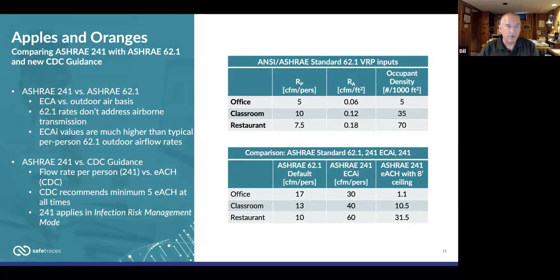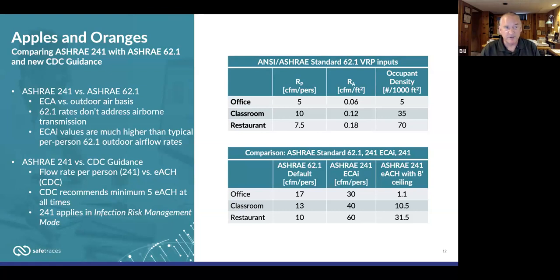So how does 241 compare with some of the other standards, and specifically standard 62.1 and the new CDC 5 air change per hour guidance? And I titled this slide apples and oranges. I suppose it should be apples, oranges, and bananas. There are three different things here.